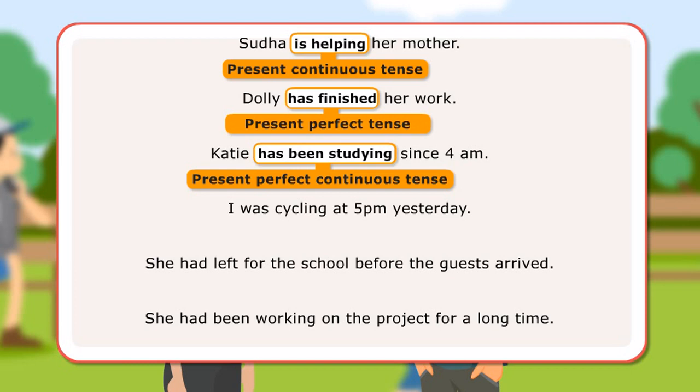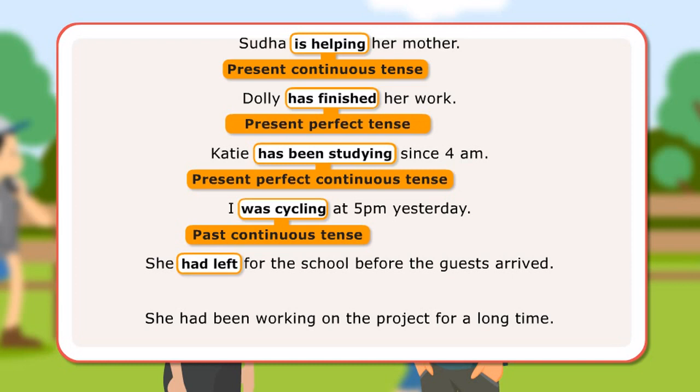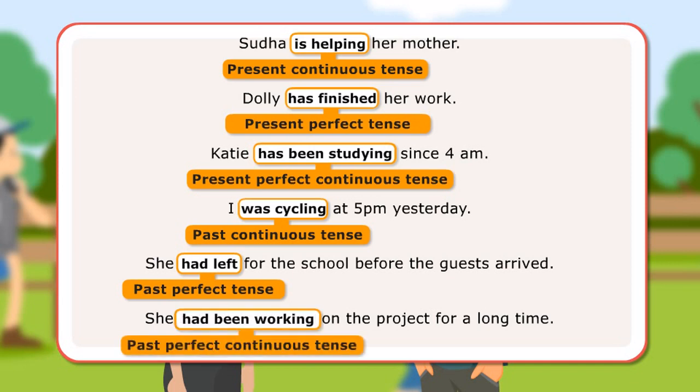In the fourth sentence, was cycling is past continuous tense since it speaks of a continuous activity that took place for some time in the past. In the fifth sentence, had left is past perfect tense as it speaks of earlier past. In the last sentence, had been working is past perfect continuous.